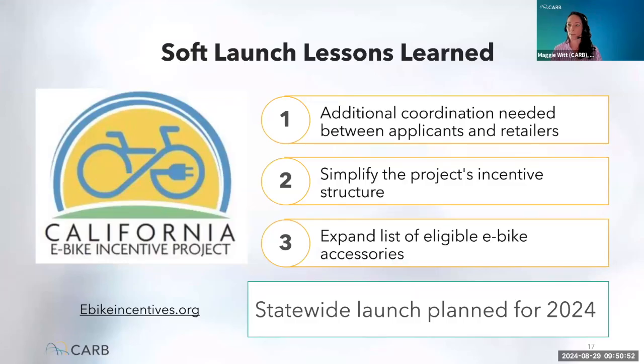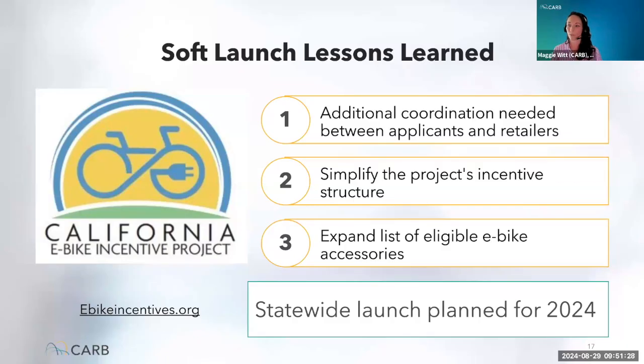Now that we've covered some of the nuts and bolts of the e-bike project, let's talk about the soft launch, which is currently underway in collaboration with 4 communities. A key element of the soft launch has been its emphasis on providing robust outreach to residents through partnering with local community-based organizations and providing application assistance and testing all our systems ahead of the statewide launch. Some lessons learned from the soft launch include the following.